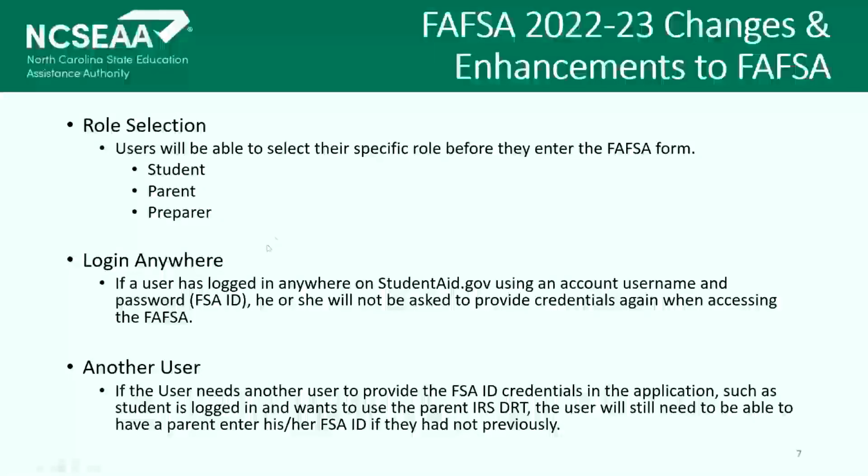Going over some of the enhancements and changes to the 22-23 application. When a student goes in to complete the application, it will ask for the role selection. This year, when a student initially starts the financial aid form, it will ask who they are: whether they're the student, the parent completing the application, or the preparer of the application. If someone is helping a student complete it and they're not the parent, they'll select the preparer option.